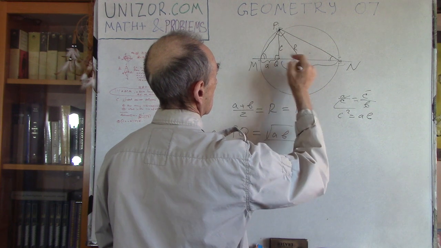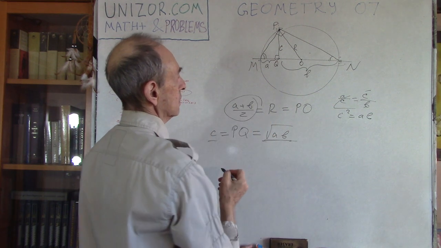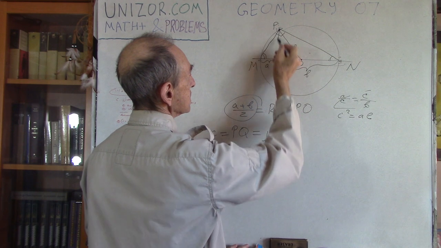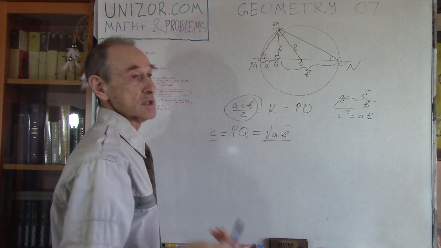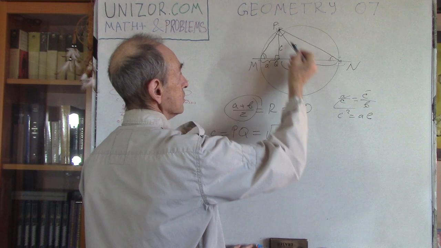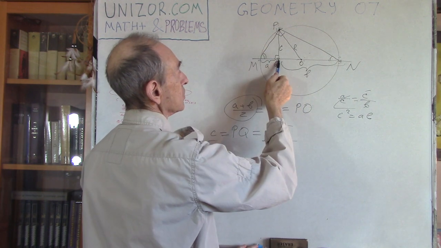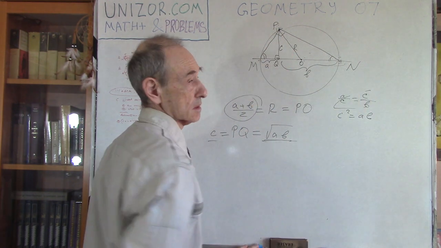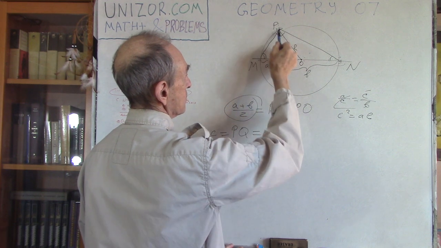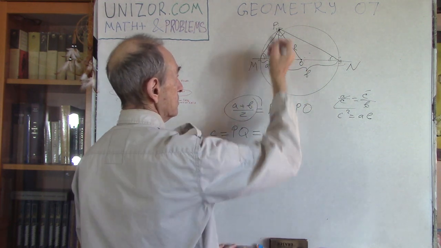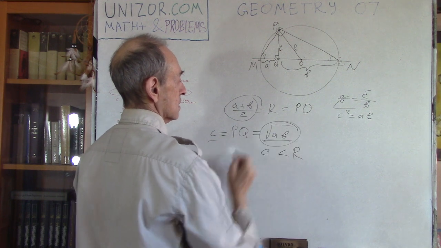This is R, PO, this is R. PQ is C, which is the square root, and the radius is the arithmetic. Radius is the hypotenuse of this triangle PQO, and PQ is the catetus. Hypotenuse is always greater than the catetus. So perpendicular is always the shortest distance between the point and any other point on the line. This is perpendicular, so this is the shortest distance, much shorter than this one, which basically means that C is less than the radius.